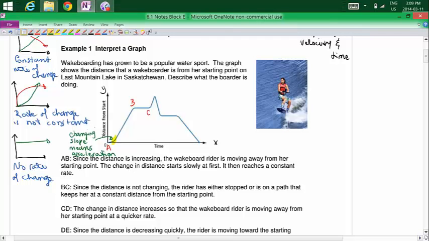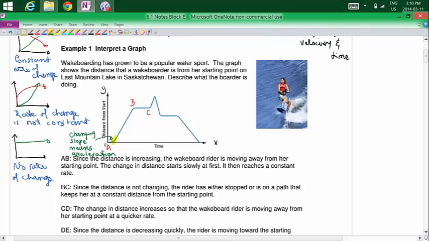Since the distance is not changing, the rider has either stopped or is on a path that keeps her at a constant distance from the starting point. Okay, so that's what a straight line would look like. All right, so two things could be happening here. The rider has either stopped, in other words, the distance isn't changing anymore, or the path that this person is taking could be a constant distance from her starting point.